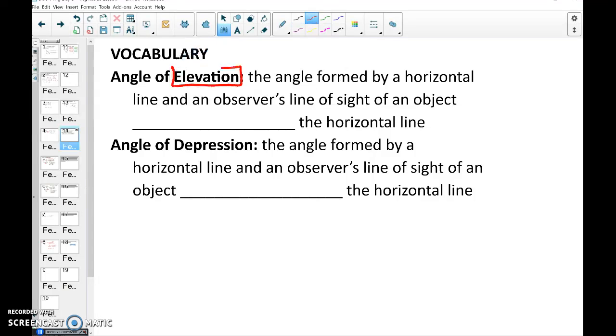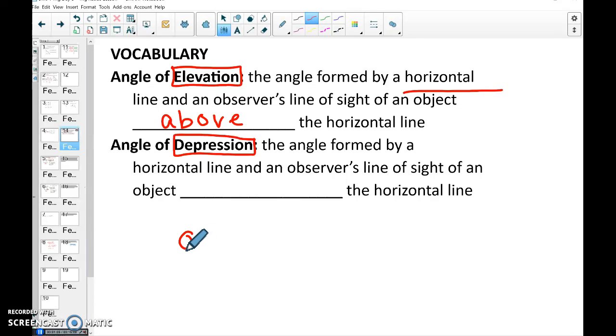Angle of elevation and angle of depression are pretty important when we're talking about trig in word problems. Elevation, you've probably heard that word before. Think of an elevator, or if you elevate something, you're raising it up. So angle of elevation is the angle formed by a horizontal line, and horizontal means left to right, like the horizon, and an observer's line of sight to an object above the horizontal line.